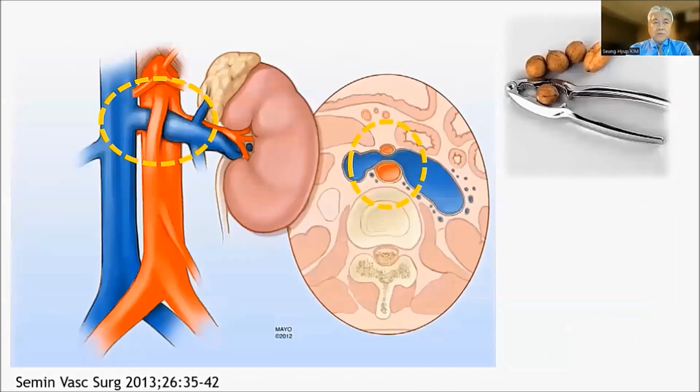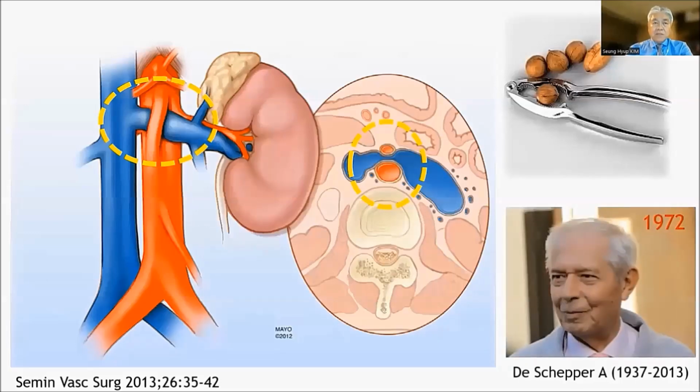Nutcracker syndrome is caused by the compression of the left renal vein between the abdominal aorta and superior mesenteric artery, which causes left renal vein hypertension and may result in hematuria, proteinuria, left flank pain, or various other symptoms or signs. The name of this condition, Nutcracker syndrome, was first used in 1972 by Dr. De Schepper, a Belgian radiologist, describing the similarity of this condition with a nut in the space between two arms of a nutcracker.